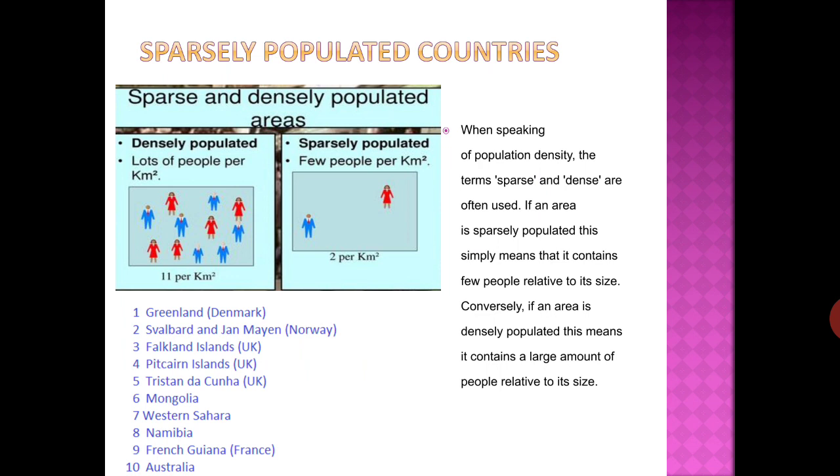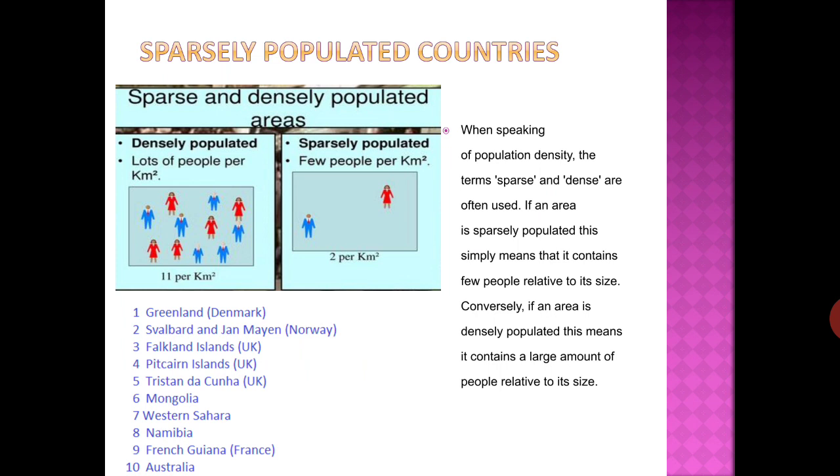Now let us have a look at sparsely populated regions. Sparsely populated region means few people are living in a square kilometer. When we speak about population density, the term sparse population is often used. If an area is sparsely populated, this simply means that it contains few people relative to its size. That means in a defined area, very few people are living.